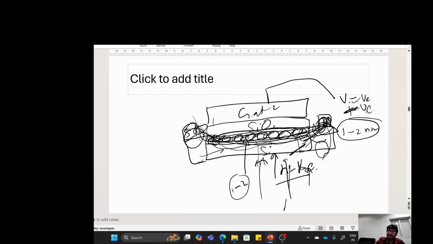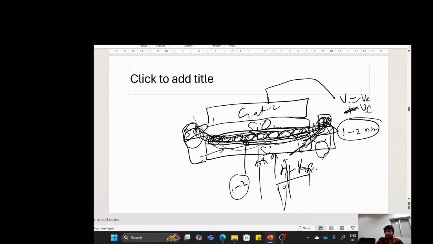This n-type is not that highly doped, so it will form a depletion region. But if it is also highly doped, then the depletion region width will be very less, and there will be tunneling in that case.